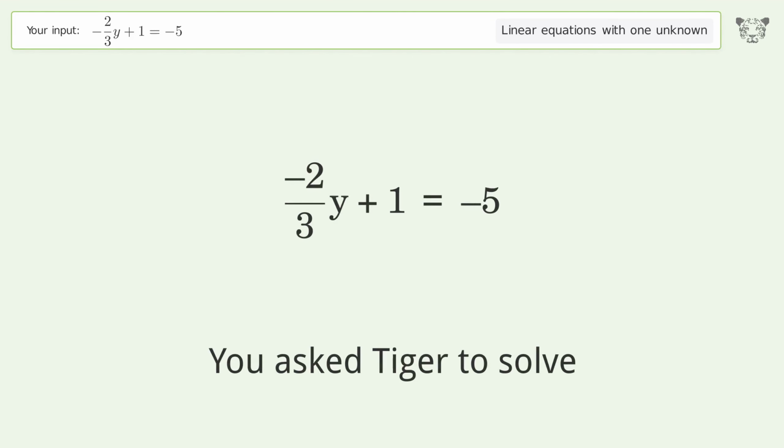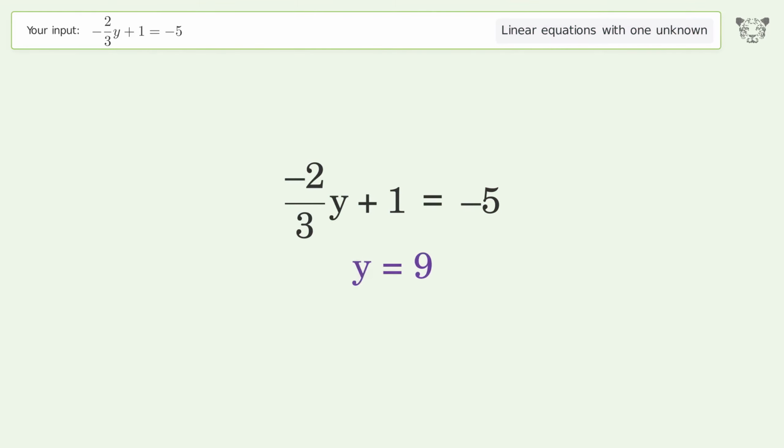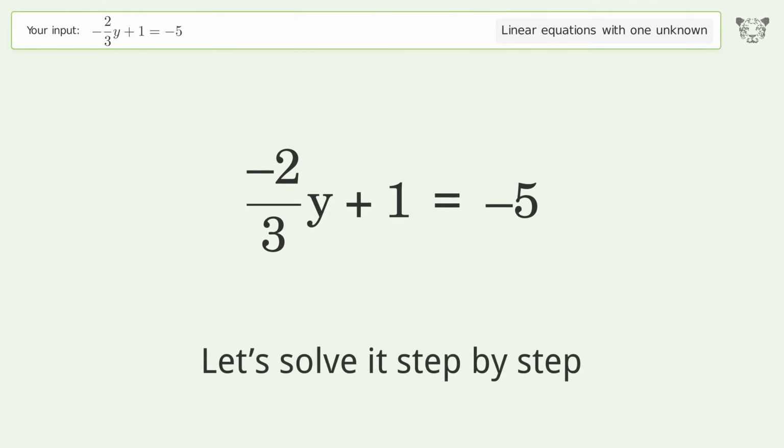You ask Tiger to solve. This deals with linear equations with one unknown. The final result is y equals 9. Let's solve it step by step.